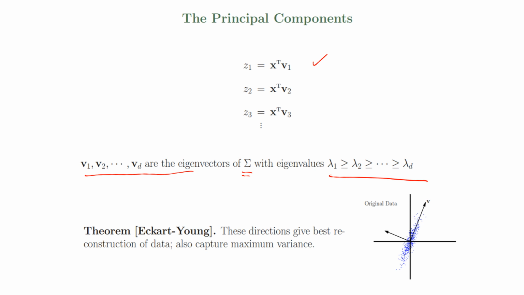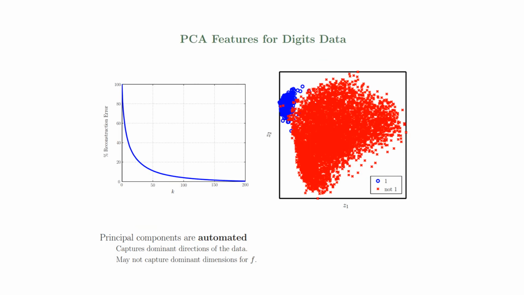Okay, as always, let's look at the application of PCA on digits data. Oh, here is the digits data. And as you can see, most information lies along one direction.